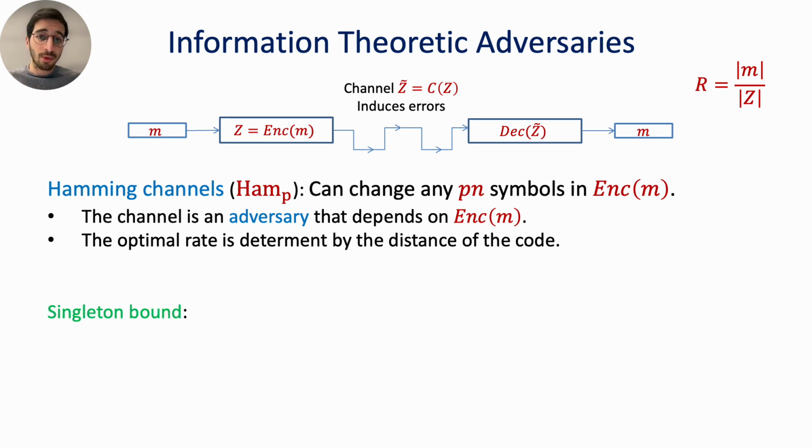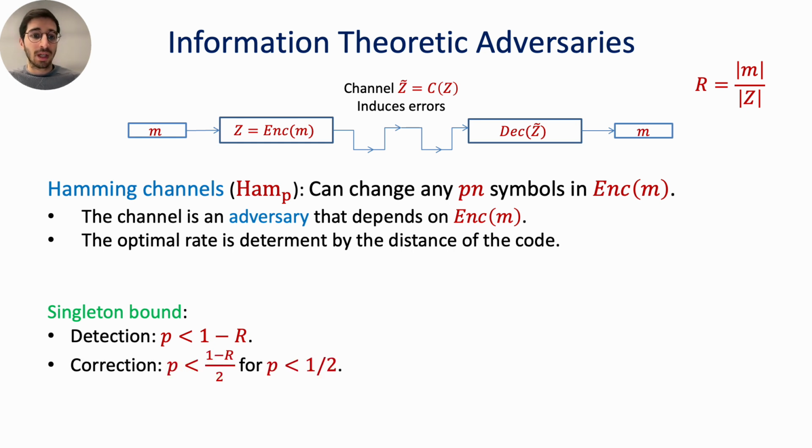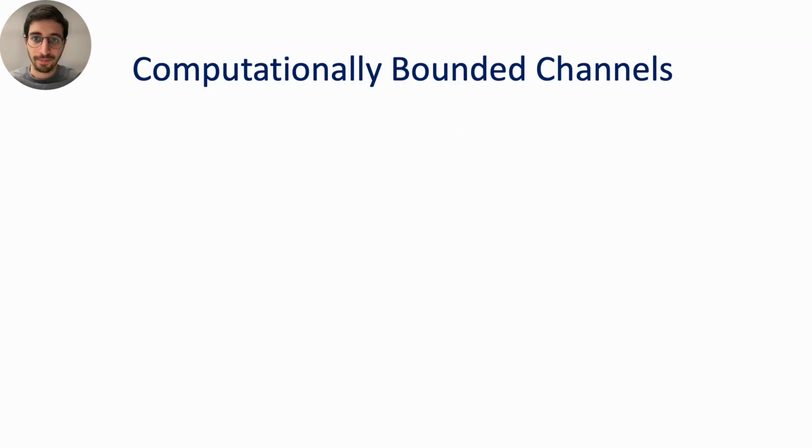And one of the most fundamental and basic bounds in terms of rate and distance, of course, is the Singleton bound. And the Singleton bound says that you can't detect more than 1 minus the rate fraction of errors, of course, and you can't correct more than (1 minus the rate) over 2. Now, this bound is also tight for large alphabets.